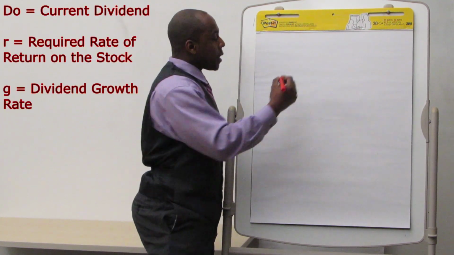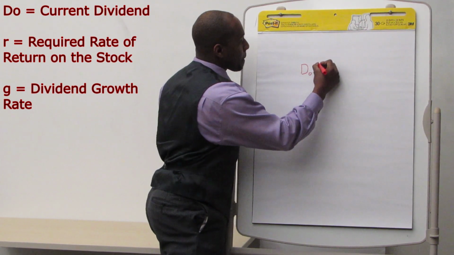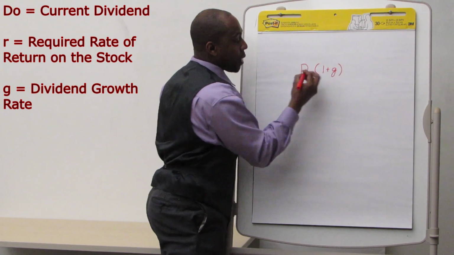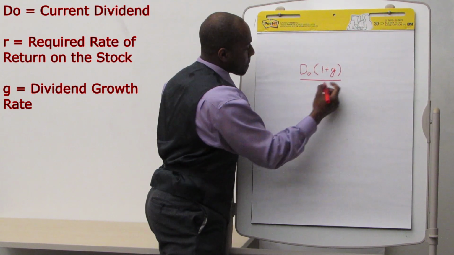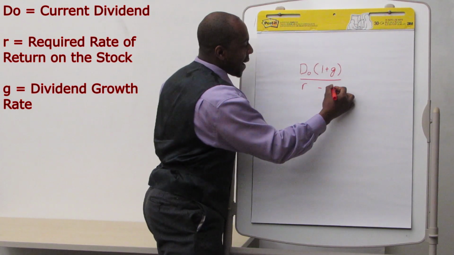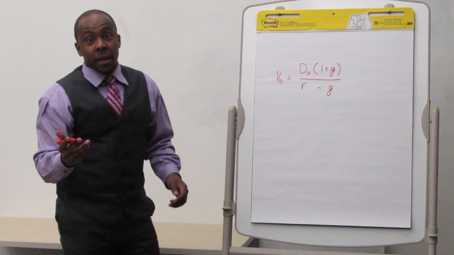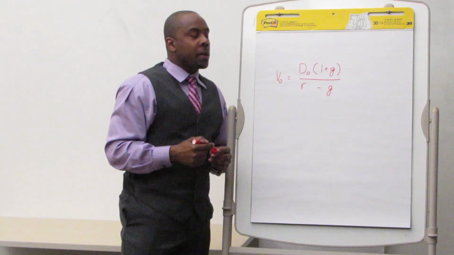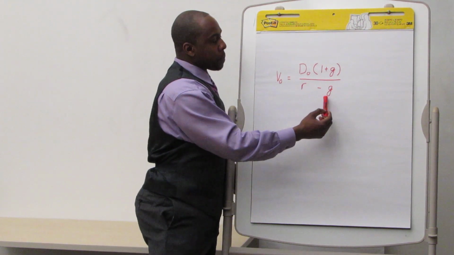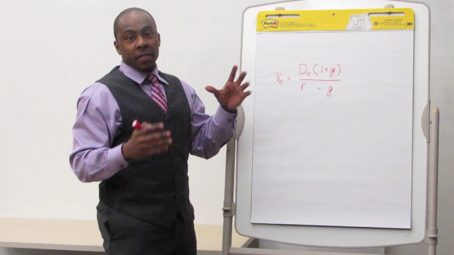So here are the inputs to the model. It's going to be the current dividend, which we're going to call D0, times 1 plus the growth rate of the dividend, divided by your required rate of return R, minus the growth rate. And that's the whole formula. Now, it seems simple, and it is very simple, but the problem is these inputs here.